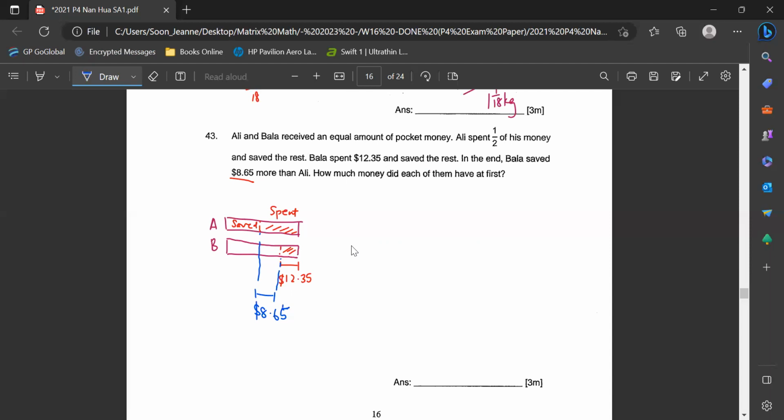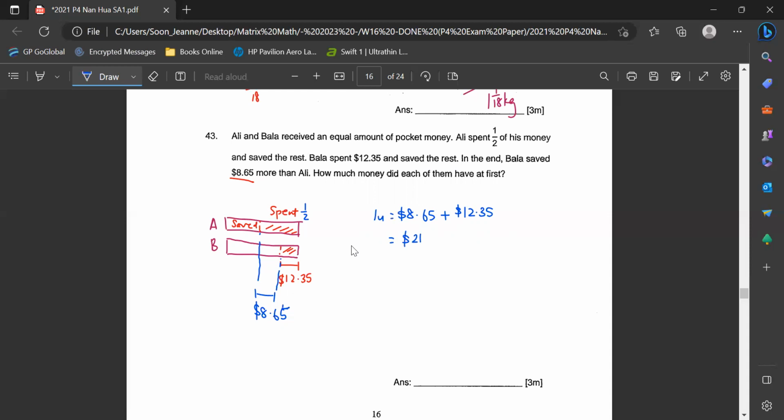Very simple. You can actually find out, if this is spent half, so that means this is actually 1 unit. 1 unit would be $8.65 plus $12.35. So 1 unit will actually be $21.